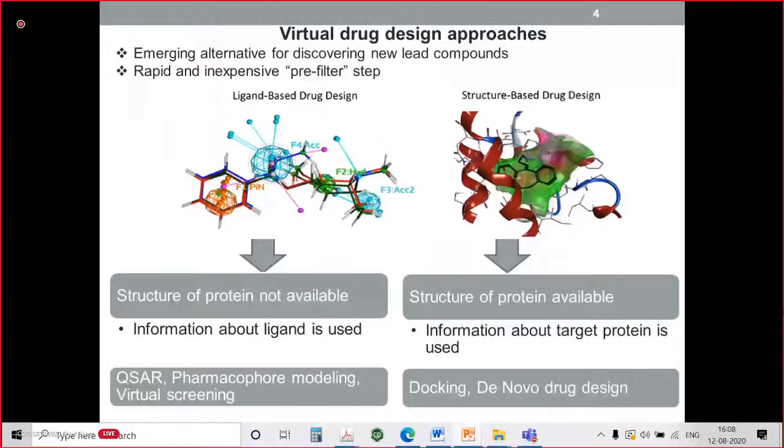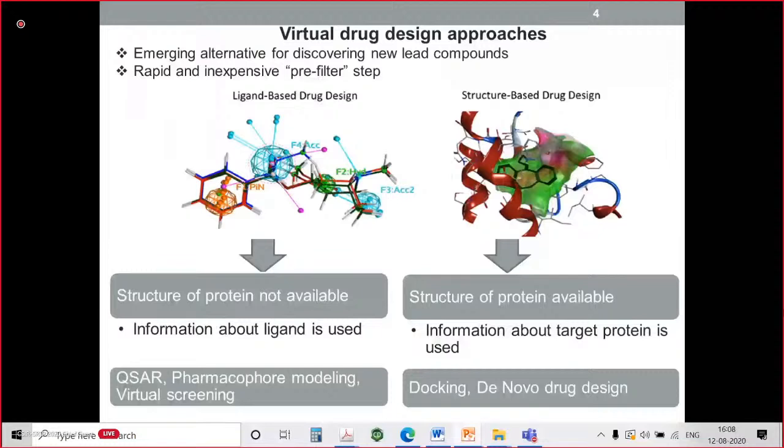So traditional drug design is nowadays replaced with virtual drug design approaches, or we can call them computer-aided drug design, or sometimes in silico drug design approaches. It's a very powerful and emerging alternative replacing the traditional drug design approaches to discover a new lead compound and later make a drug.